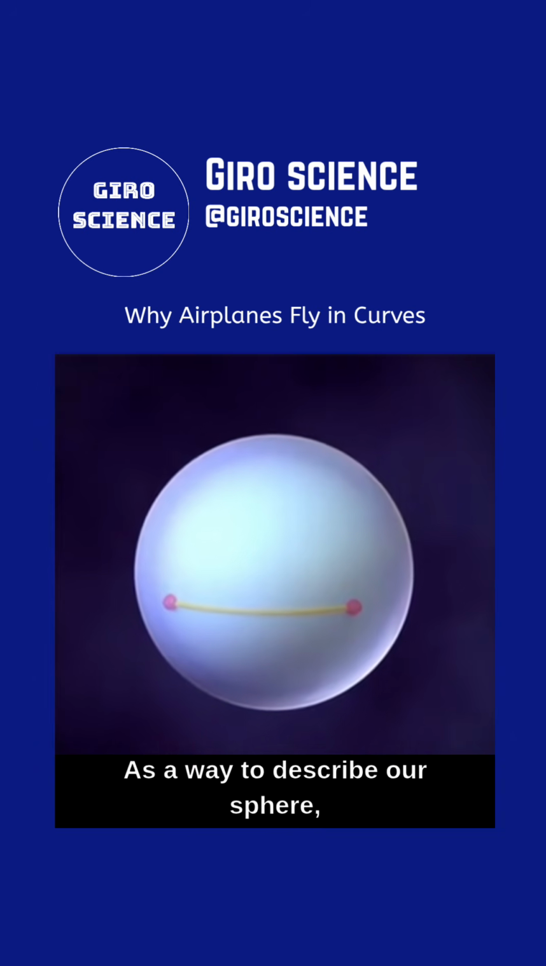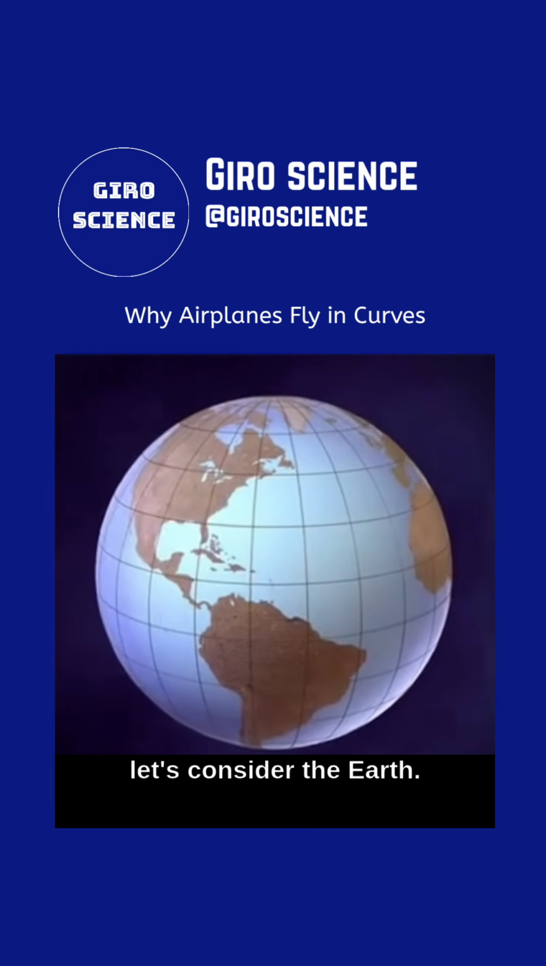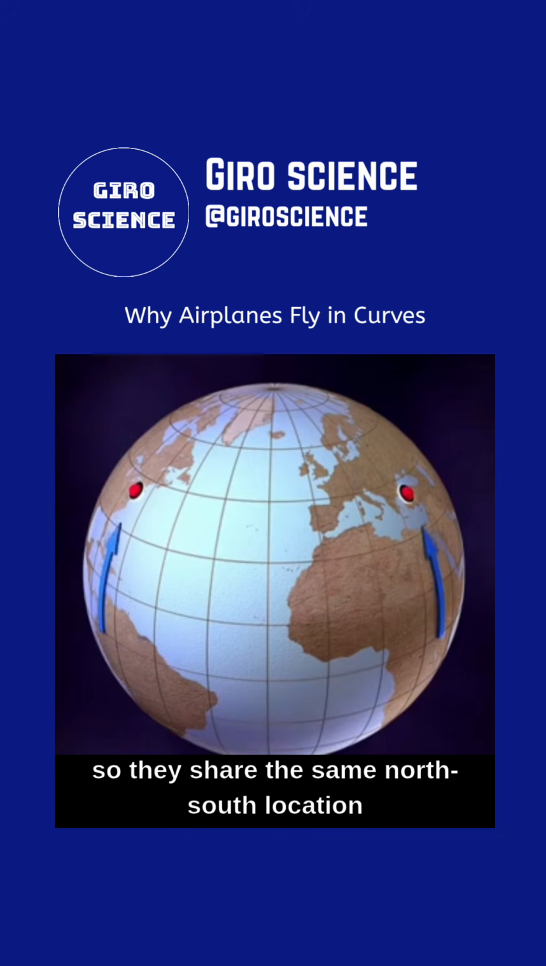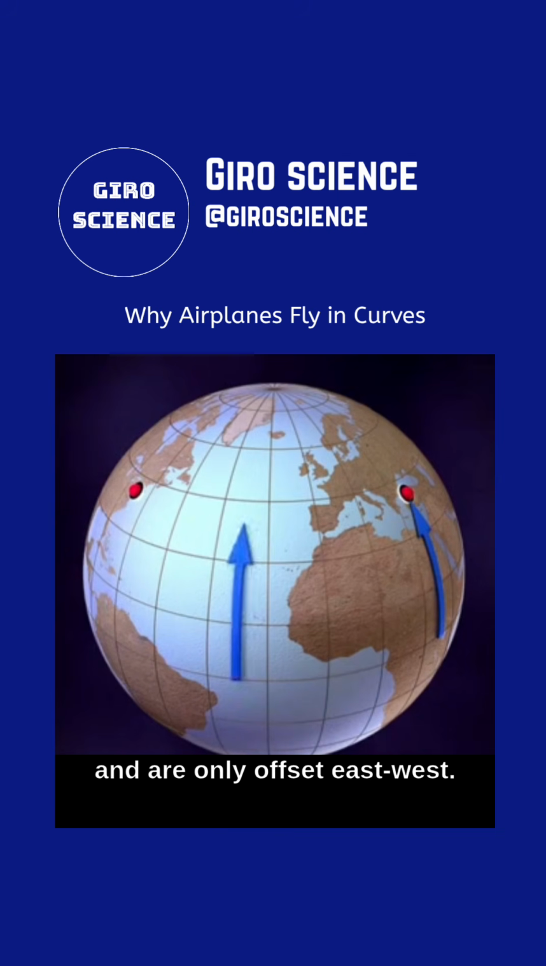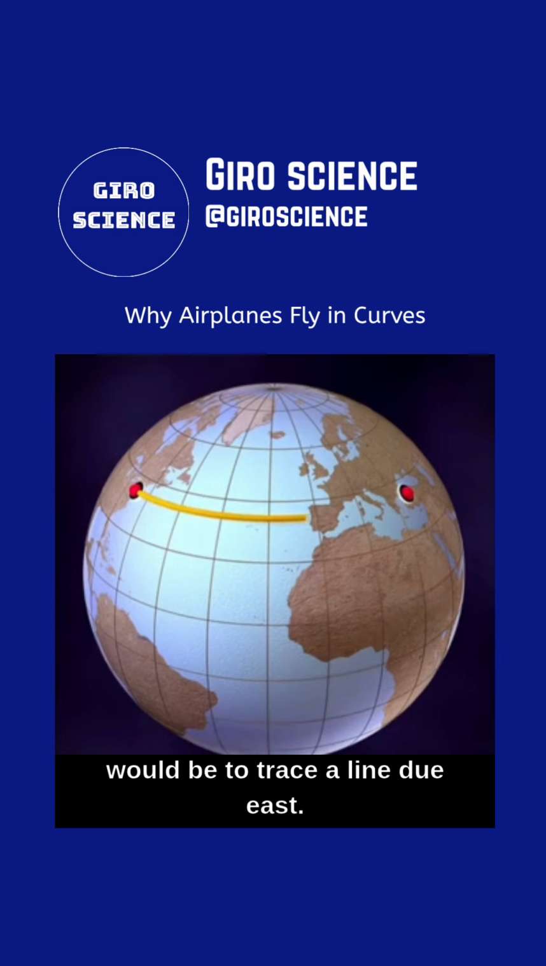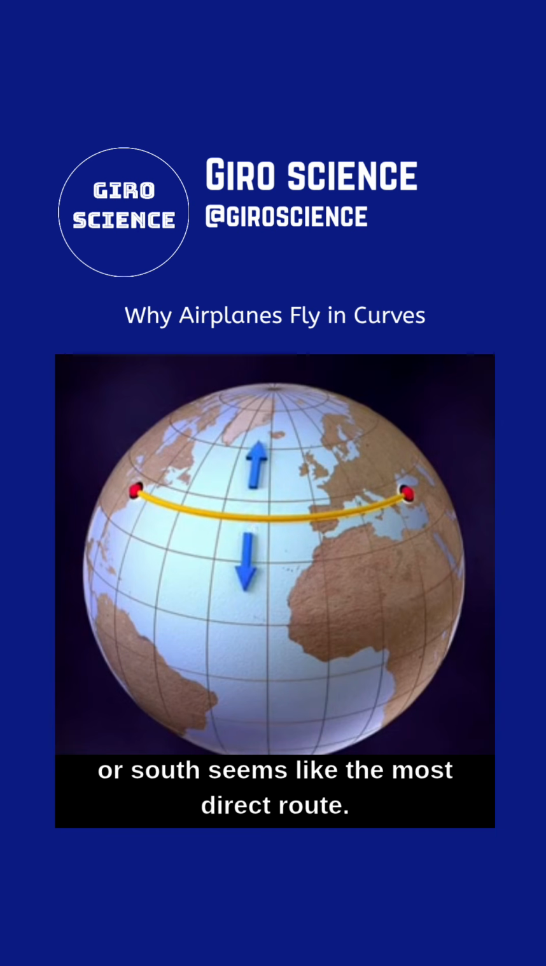As a way to describe our sphere, let's consider the Earth. We can pick 2 cities, New York and Istanbul. These cities lie at the same latitude, so they share the same north-south location and are only offset east-west. Perhaps the shortest path from New York to Istanbul would be to trace a line due east. Moving only east and not veering north or south seems like the most direct route.